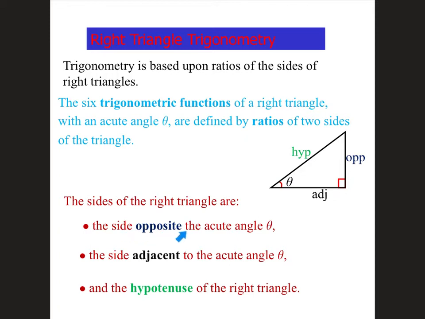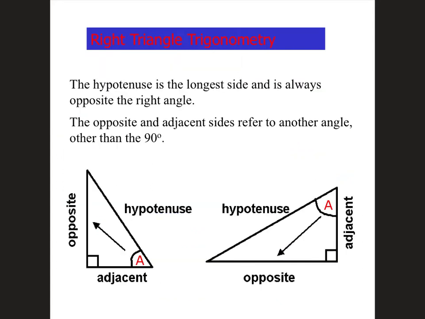The side opposite the acute angle is called the opposite. Adjacent is the one which is right next to the angle. Hypotenuse is the one opposite the 90 degrees. It's also the longest side. You can see the hypotenuse, the longest side, and the side which is opposite the angle selected.